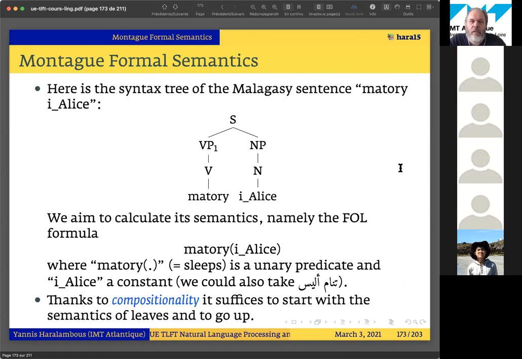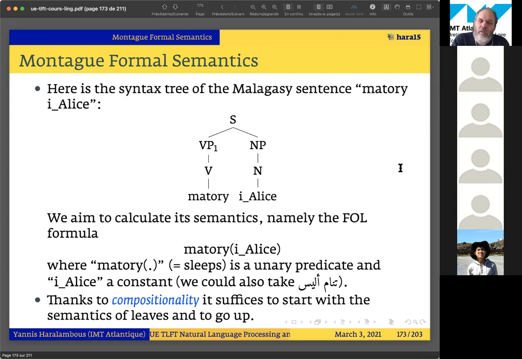Let us do this in language. We call this Montague formal semantics because of a big linguist called Richard Montague. The adjective of Montague is Montagovian. So this is Montagovian semantics. Let me take a sentence in Malagasy language: Matori i Alis, which means Alice is sleeping.